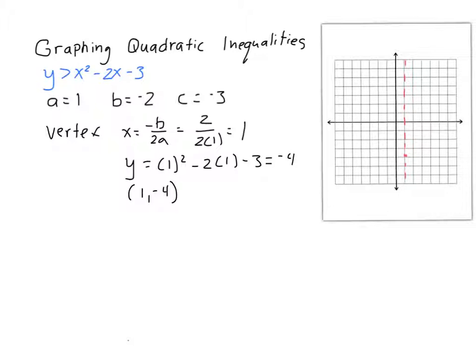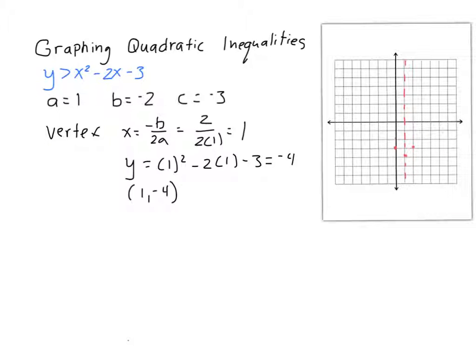Recall that the c value tells us where we cross the y-axis. So we know we're going to be crossing the y-axis at -3. We can just go ahead and put that point on our graph. We're going to count down 1, 2, 3, put a point, reflect that across our axis of symmetry. Now we have 3 points. That is enough to determine a parabola. But this is where the inequality becomes different than graphing just an equality.